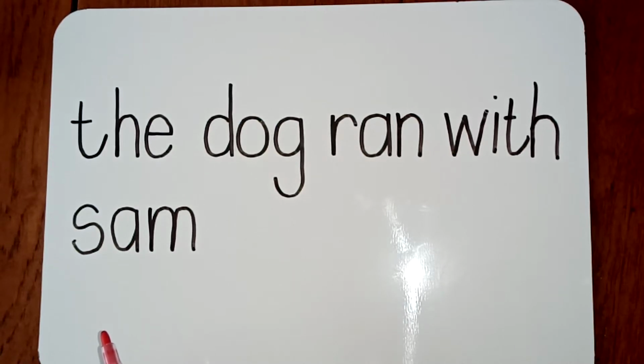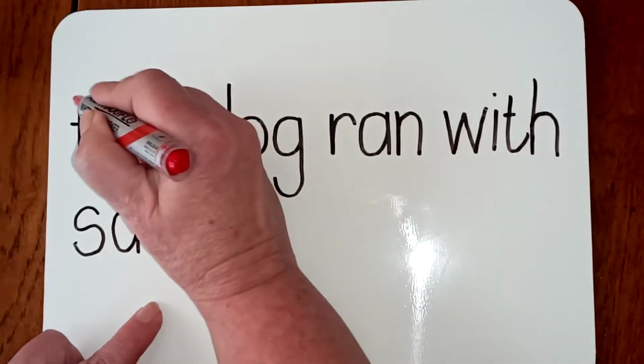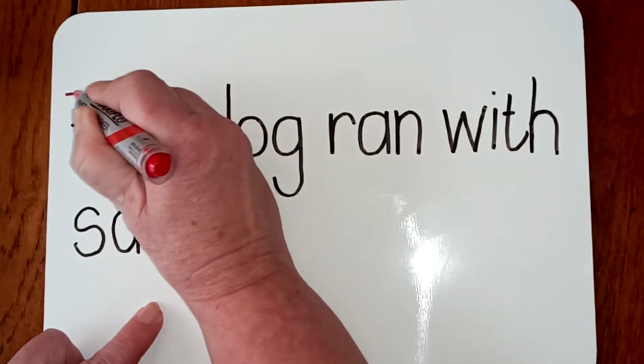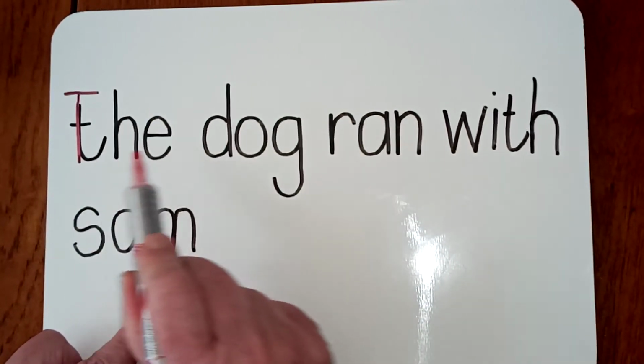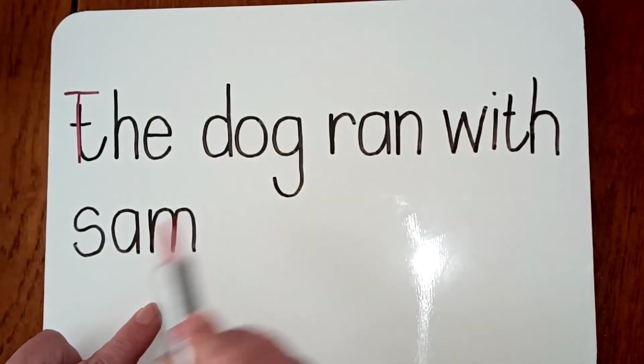So we have called them big letters or daddy letters, but we are now in grade 1 in the third term, so we are going to call them capital letters. So these are small letters, and we have to make the first letter of any sentence, to show that that's where the sentence starts, a capital letter. So I'm going to quickly fix that up, and we make that a capital T. So the dog ran with Sam.